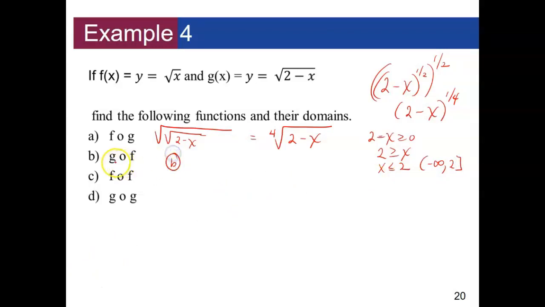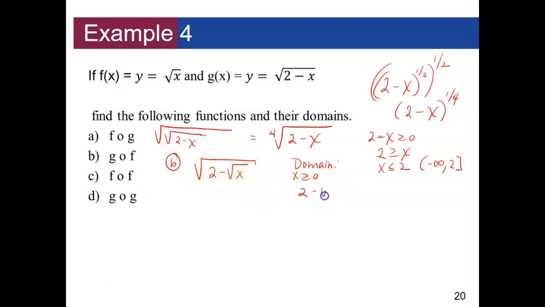Okay, for b, we're going to do g of f. So I'm going to take the f function and put it into the g. So I'm going to have the square root of 2 minus the square root of x, all this underneath. So I've got a couple things I need to make sure of for the domain here. I need to make sure that x is greater than or equal to 0 for the domain part here. I also need to make sure that all of this is positive as well.